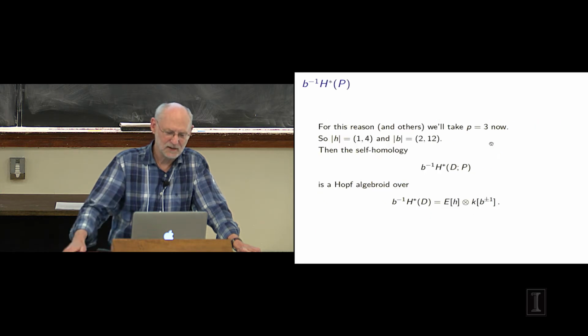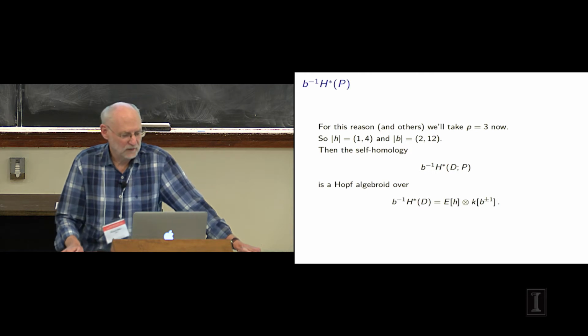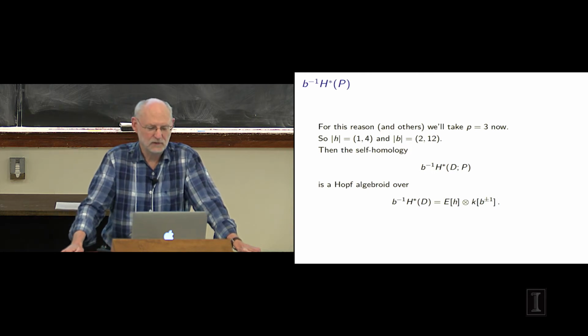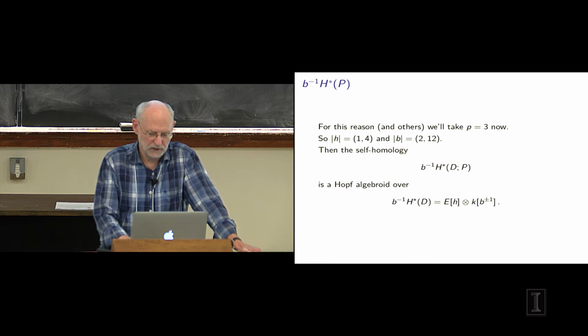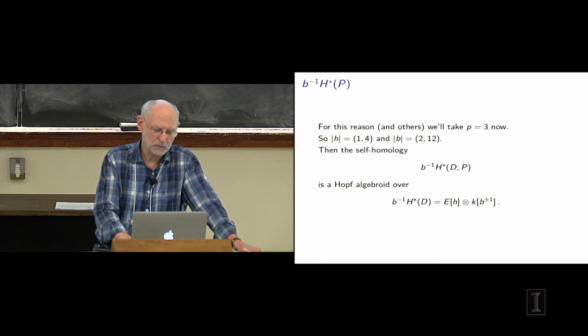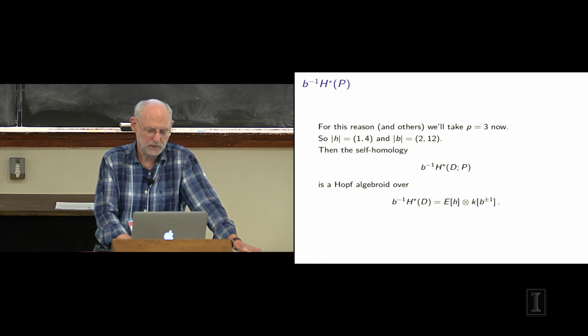So what happens now? We'll restrict to P equals 3. H has degree 1 and 4, and B has degree 2 and 12. And now we want to compute the self-homology of this thing, the B-local homology of this thing. And this is going to be a Hopf algebroid, remember? It's going to be a Hopf algebroid over that coefficient ring.